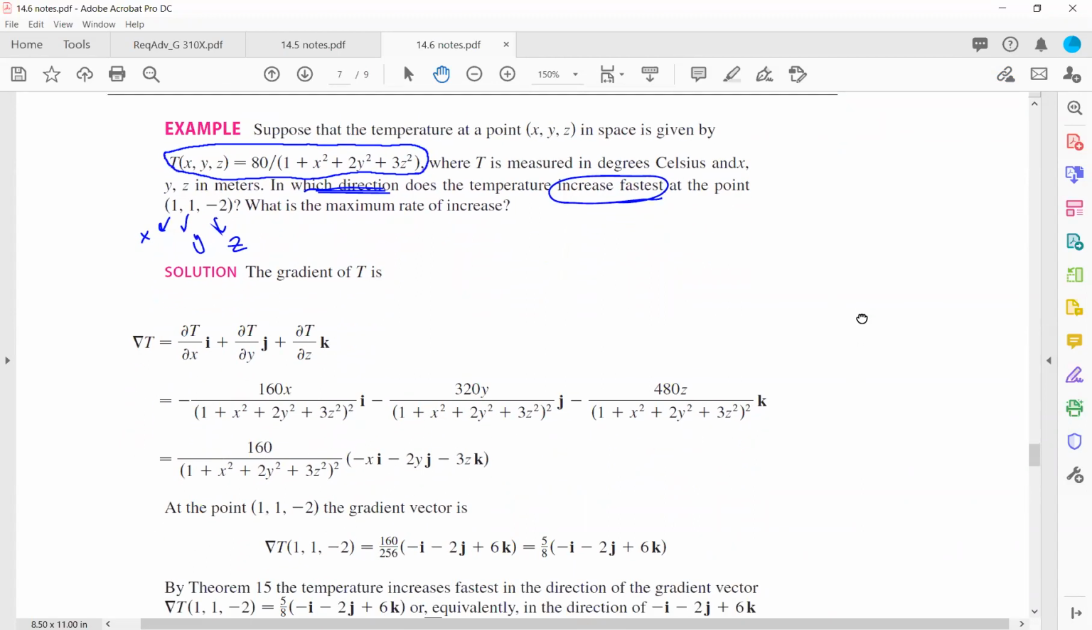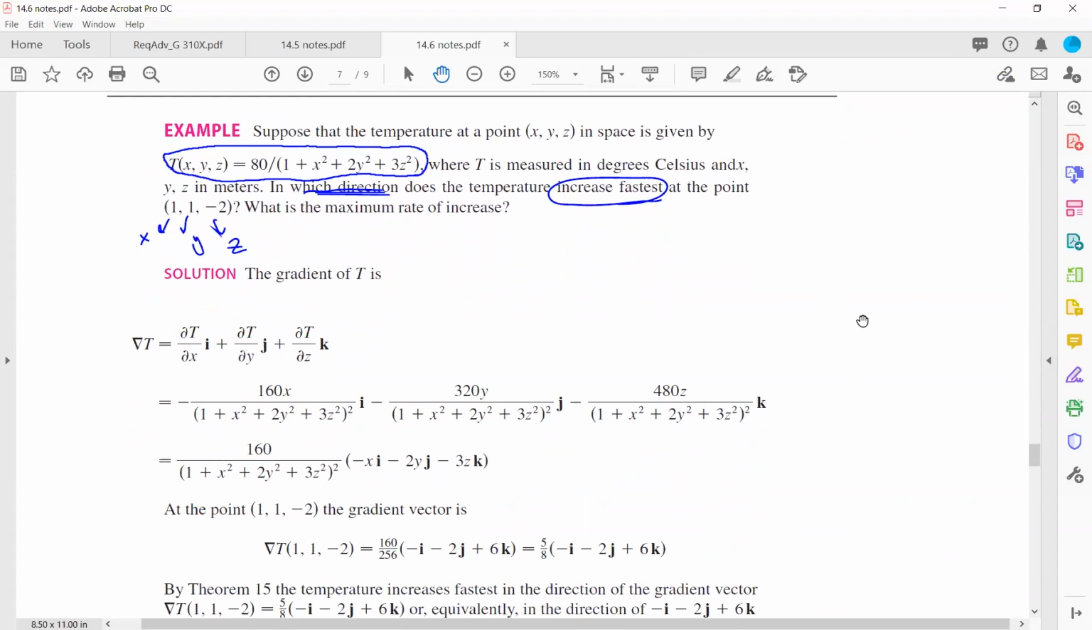So by using the theorem, first of all, we have to find the gradient of the function: partial derivative of T with respect to x, partial derivative of T with respect to y, partial derivative of T with respect to z. First of all, remember that here you have a rational function. If you have u over v and you're taking the derivative, it is u prime v minus u v prime divided by v squared.